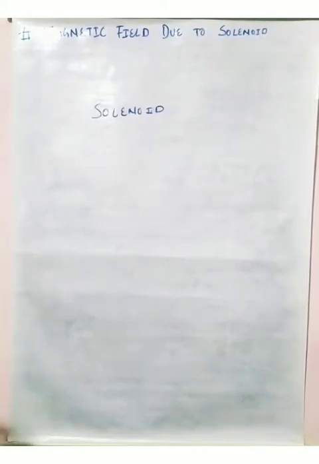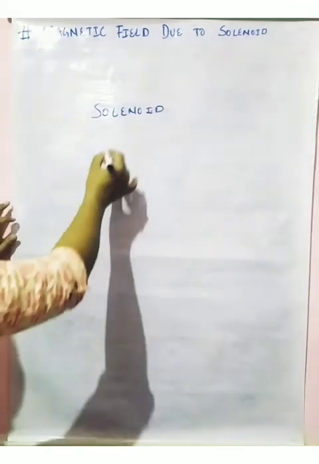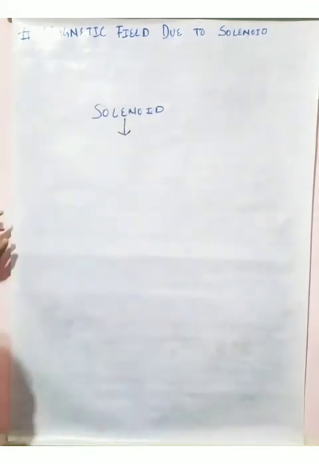Okay, so now we are going to talk about the solenoid, the magnetic field due to a solenoid. Now the question comes, what does this solenoid mean? A solenoid is an insulated wire wound over something, and it forms a helix. That is a solenoid.